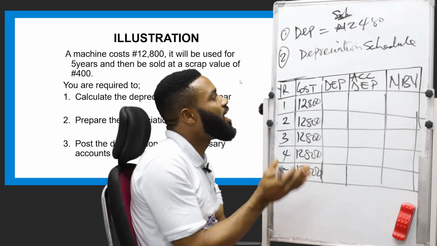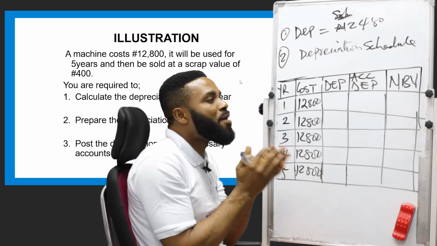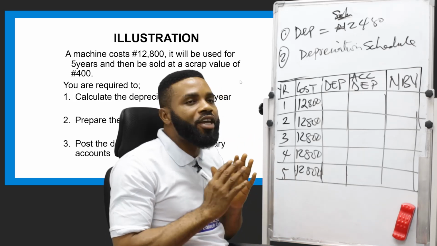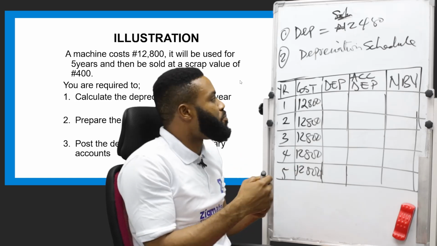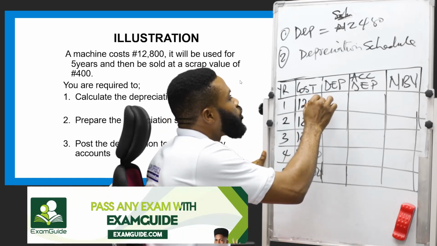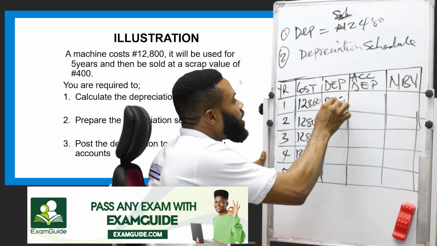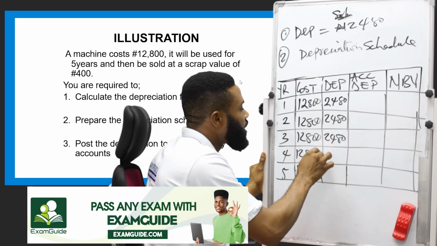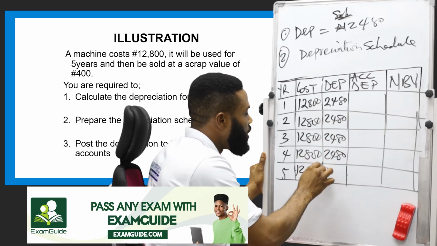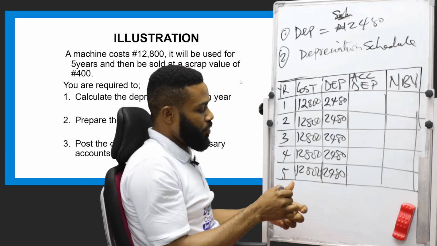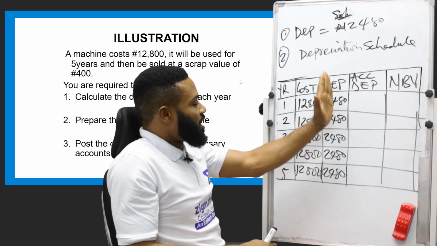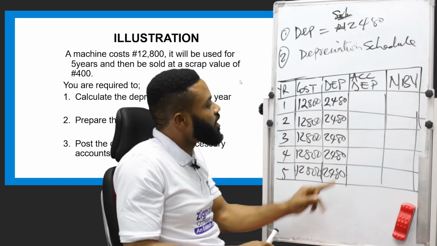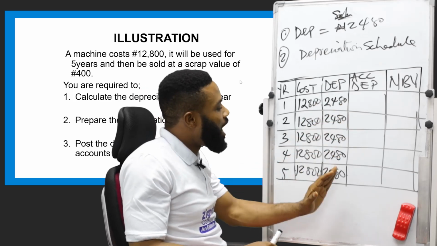2,480. And we are saying that this is the straight line method. That means that it will not change. The 2,480 will remain the same throughout the period. So in year 1, it's going to be 2,480, 2,480, 2,480, 2,480. You can see now that the asset does not change, the depreciation does not change. 2,480 down to the 5th year.